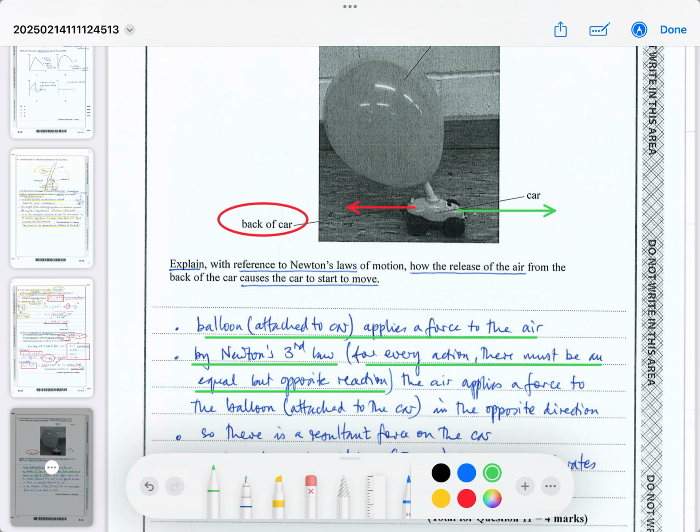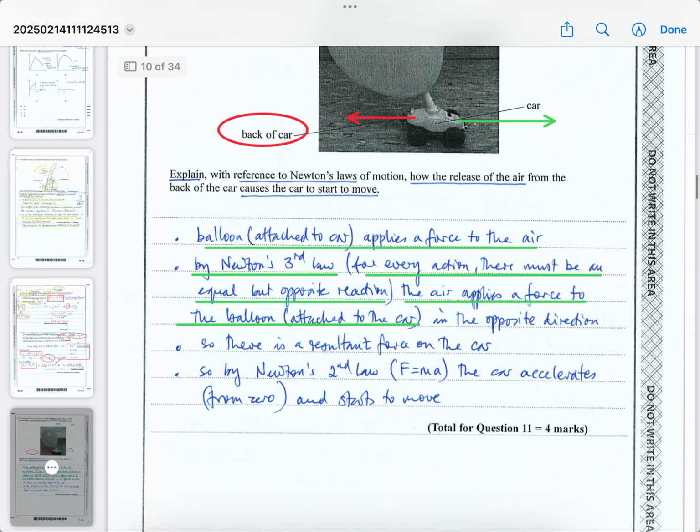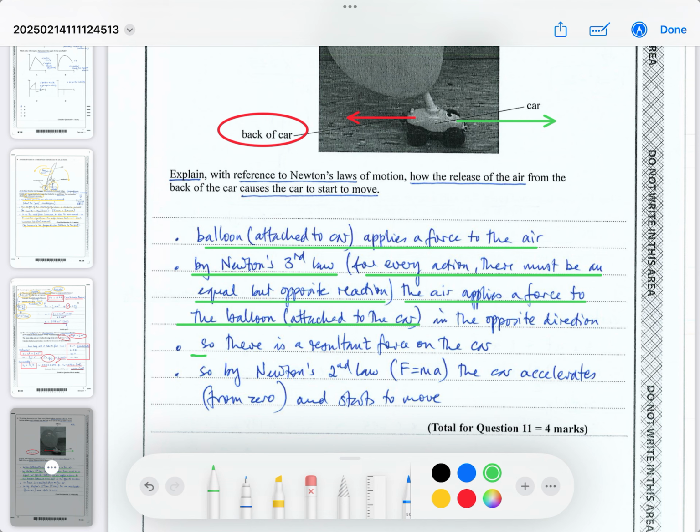So that means if the air is being pushed backwards, the air applies a force to wherever it's come out of, which is in this case the balloon, which is attached to the car. So the opposite direction is forwards. Okay? So the direction of the green arrow. So the first Newton's law that we refer to is Newton's third law, action, reaction. It then says there must be a resultant force on the car.